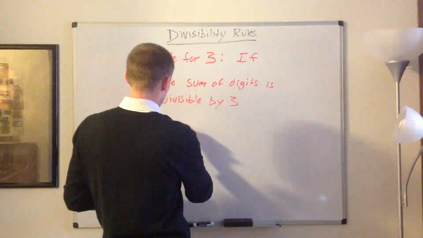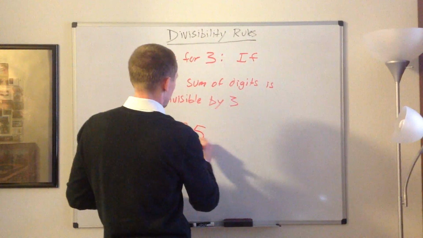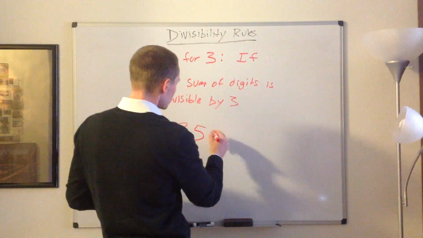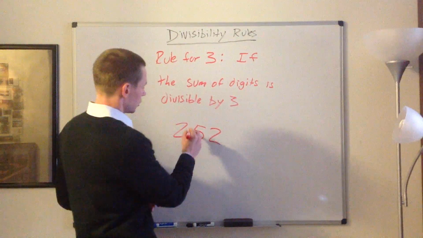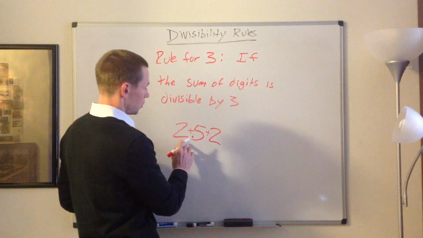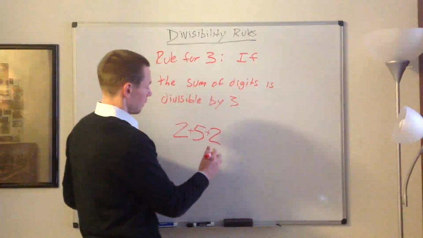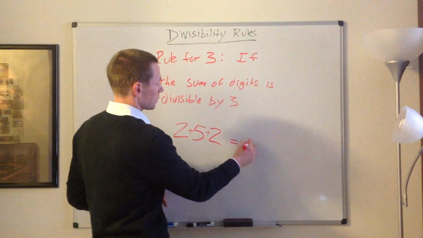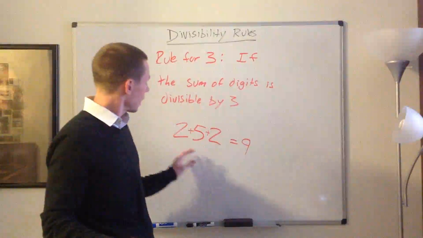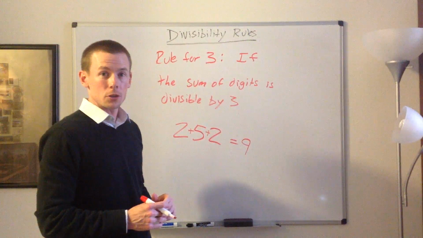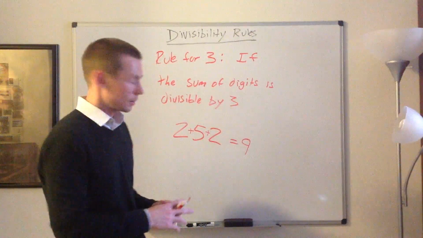However, let's take a look at a different example. If we look at, say, 252, if I add up the digits here, 2 plus 5 plus 2, 2 plus 5 is 7, 7 plus 2 is 9. Does 3 go into 9? Yes, so that means 3 will go into 252 without a remainder. Just a shortcut.